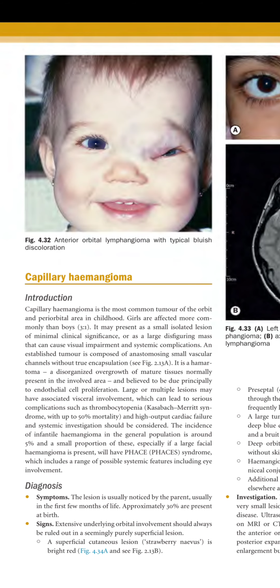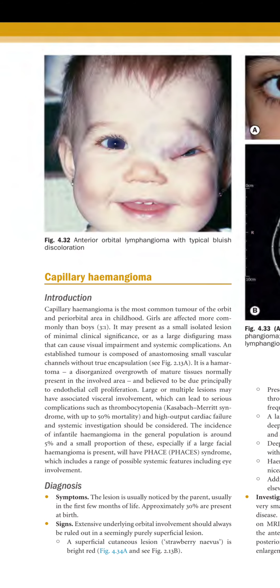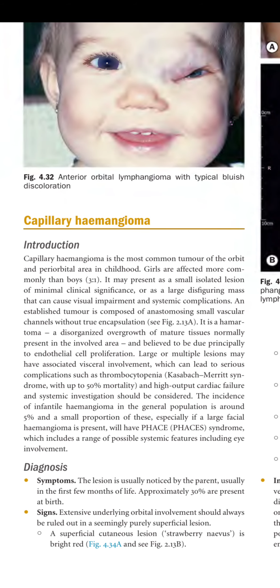Next is capillary hemangioma. So capillary hemangioma is the most common tumor of the orbit and the periorbital area in childhood. Girls are affected more commonly than boys. It may present as a small isolated lesion of minimal clinical significance or as a large disfiguring mass that can cause visual impairment and systemic complication. An established tumor is composed of anastomosing small vascular channels without true encapsulation.